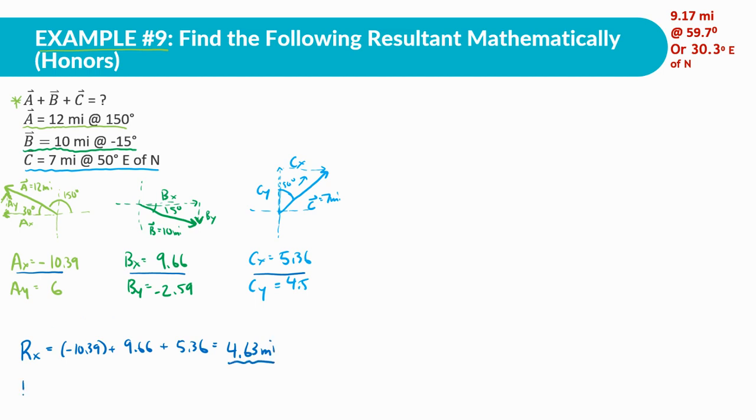And then I'm going to find the total in the y direction, the resultant in the y. So all of these added up. I have 6 plus negative 2.59 plus 4.5. And let's see what that is. 6 minus 2.59 plus 4.5, 7.91 miles.